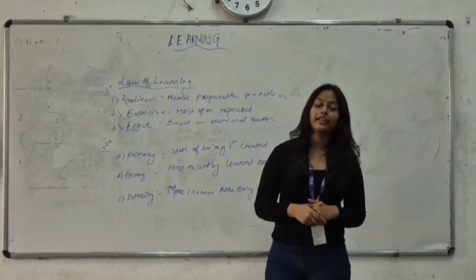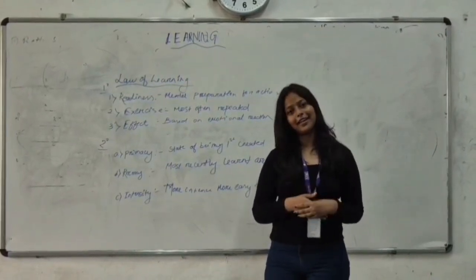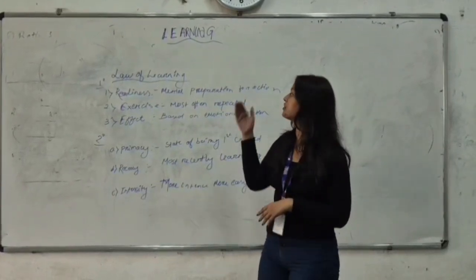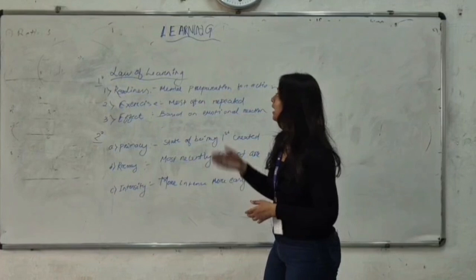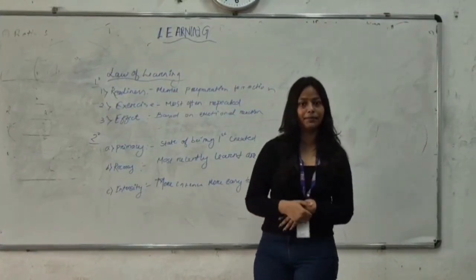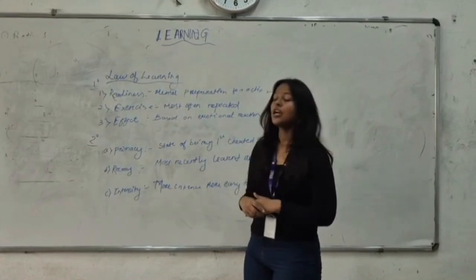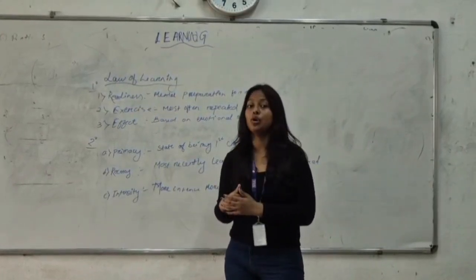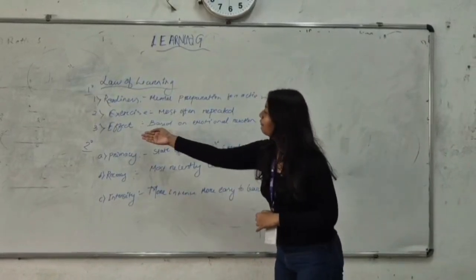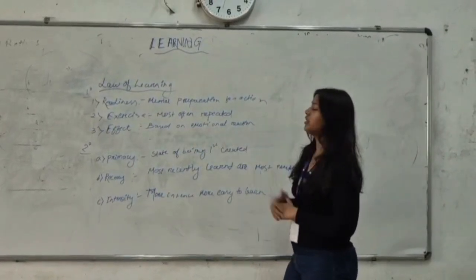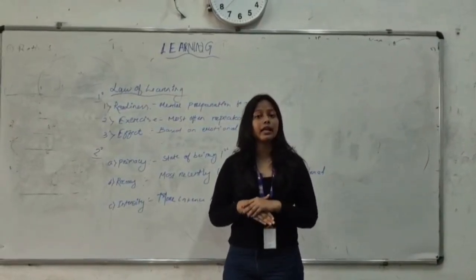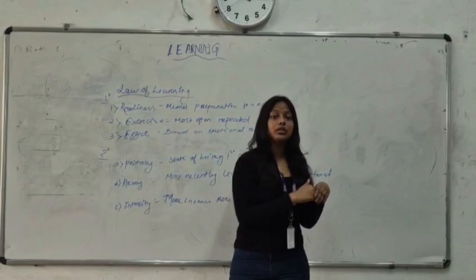There are two laws of learning: primary laws of learning and secondary laws of learning. The primary laws of learning are divided into three components: readiness, exercise and effect. Readiness is the mental preparation for any action that is going to happen. Secondly comes exercise: the thing we repeat the most, we will learn more from that. Thirdly, effect, based on emotional reaction. If a person is not emotionally well and is thinking of something else, he is never able to learn, being mentally unstable.